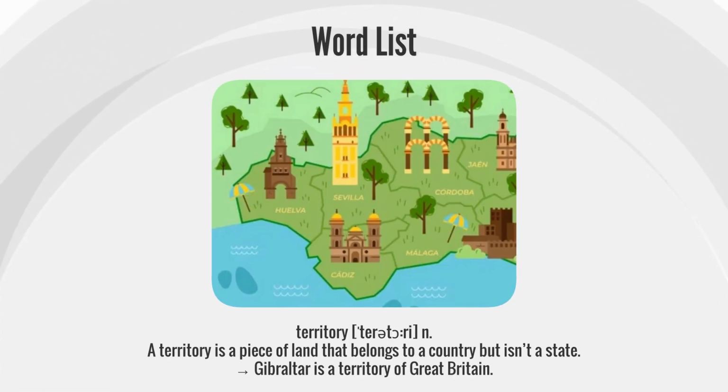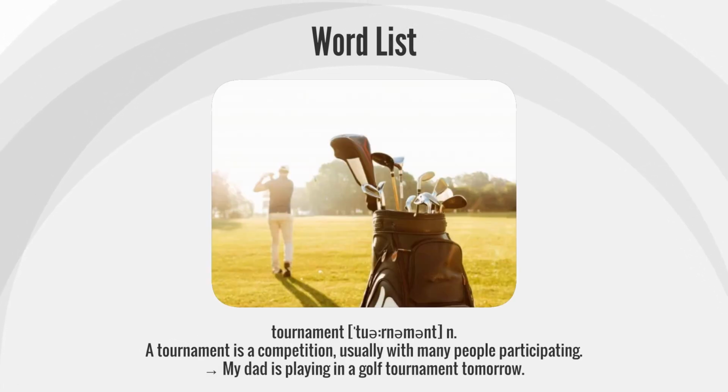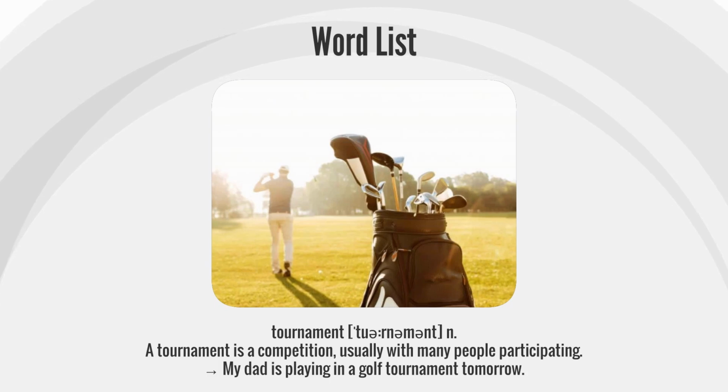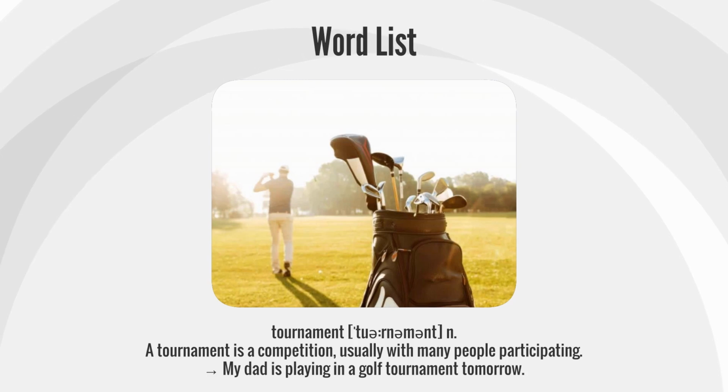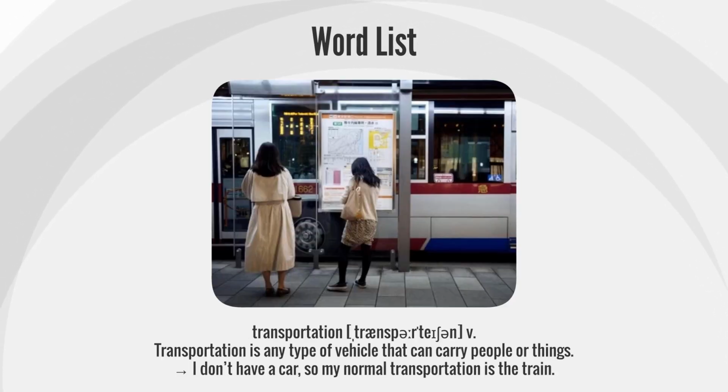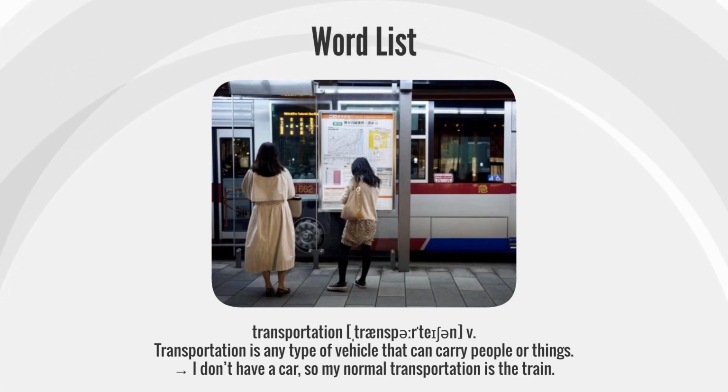Territory. A territory is a piece of land that belongs to a country but isn't a state. Gibraltar is a territory of Great Britain. Tournament. A tournament is a competition, usually with many people participating. My dad is playing in a golf tournament tomorrow. Transportation. Transportation is any type of vehicle that can carry people or things. I don't have a car, so my normal transportation is the train.